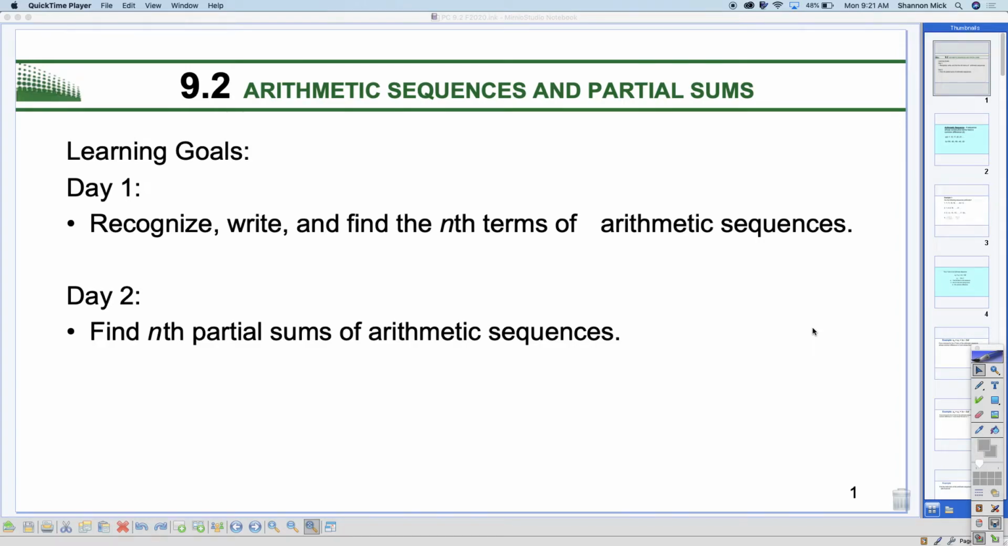Today we're going to move into arithmetic sequences and partial sums. Arithmetic, what does that remind you of when I say the word? Because you probably wouldn't have said arithmetic, would you? Basic arithmetic is addition, subtraction, yes? And that's what arithmetic is.